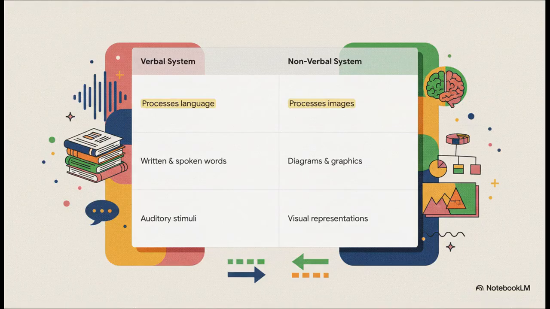You've got your verbal system, right? That handles all the language stuff. Words you hear, words you read. Then you've got the nonverbal system. That's for pictures, diagrams, graphics, even the little movies you play in your head. They're like two different lanes on the same highway in your brain.